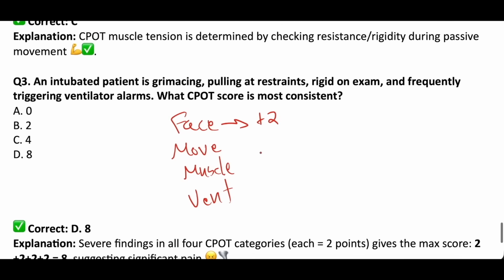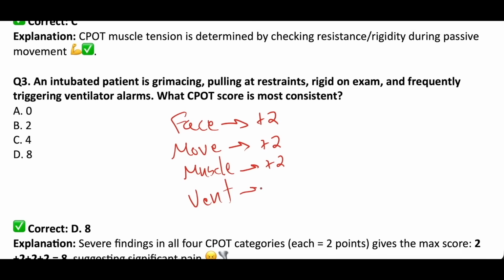All right, movement in this patient, they're pulling restraints, they're agitated. That is going to be a +2. We won't scroll up because calm, not flailing or moving is a 0. Some movement is a +1, and then pulling at restraints, pulling at lines and all that, that's a +2. Okay, muscle tension, they're rigid, right? Rigidity is +2. Some resistance is +1, and loose and relaxed is 0.